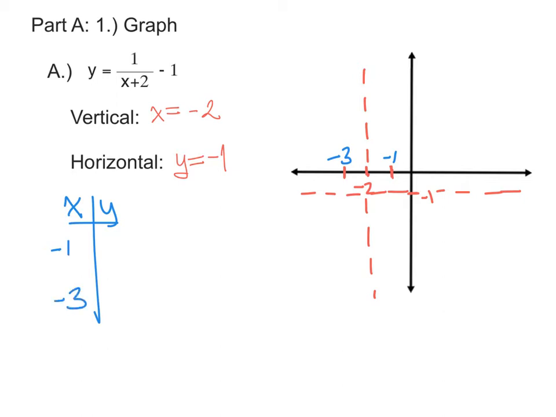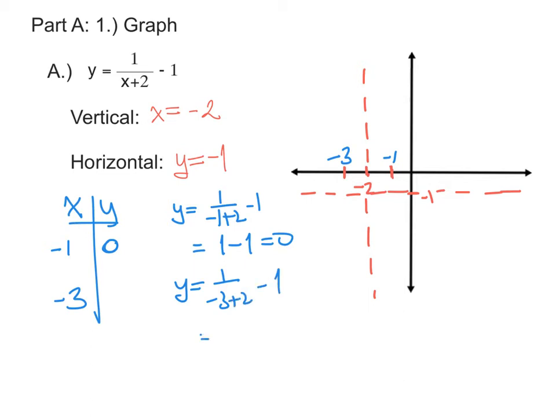To find the y coordinates, we just plug them into the equation. So y is equal to 1 over -1 plus 2, minus 1. Well, -1 plus 2 is 1, 1 over 1 is 1, and then 1 minus 1 is going to equal 0. So at -1, the y coordinate is going to be 0. Similarly, for -3, we'll have 1 over -3 plus 2, minus 1. -3 plus 2 is -1, so -1 minus 1 is -2. So that's that y coordinate.